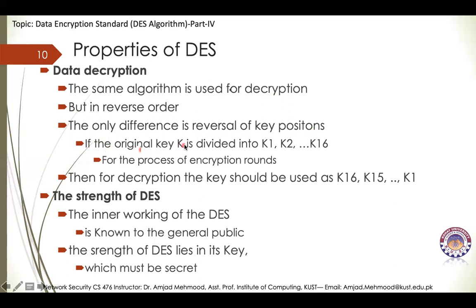Like if the original key is divided into K1, K2, up to K16, and these are the subkeys of K, and they are applied in this order for the encryption of each round, then for the decryption they should be applied as K16, K15, and so on. Finally, you apply K1 to get the plain text back.